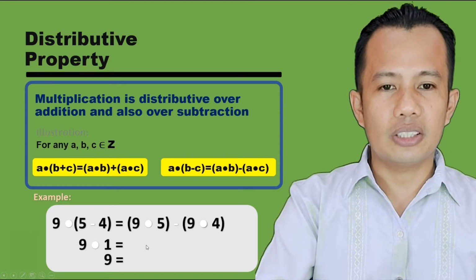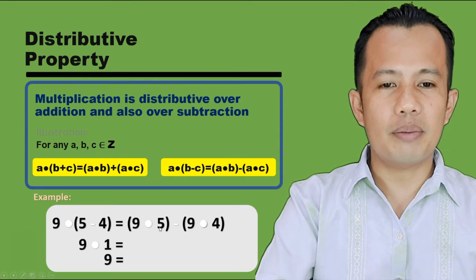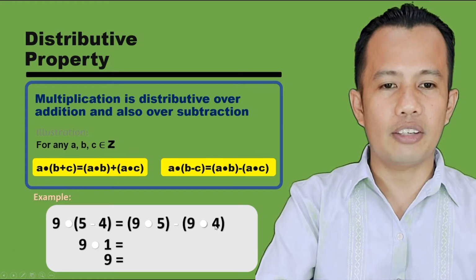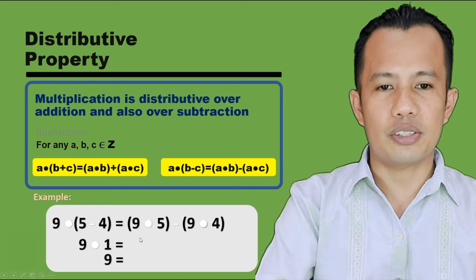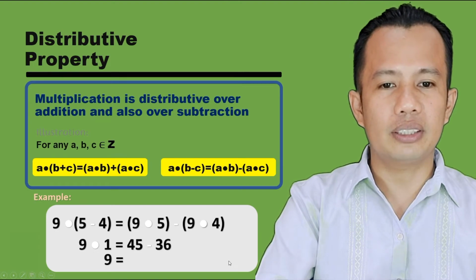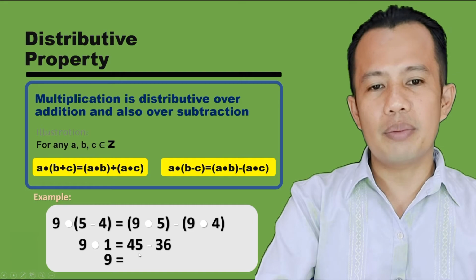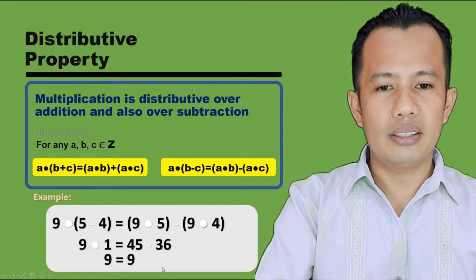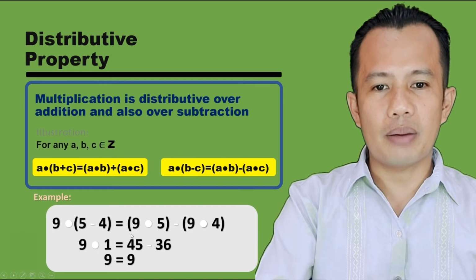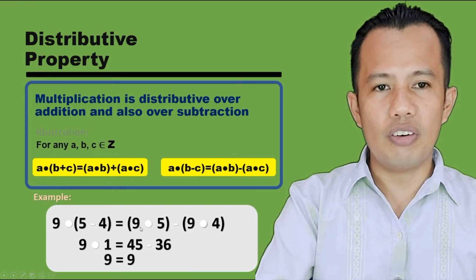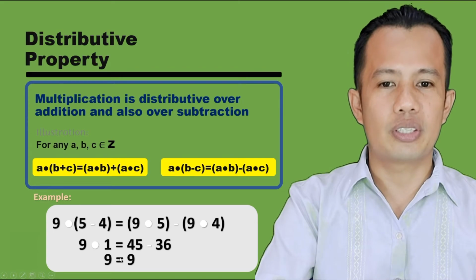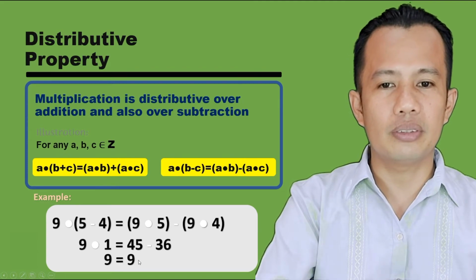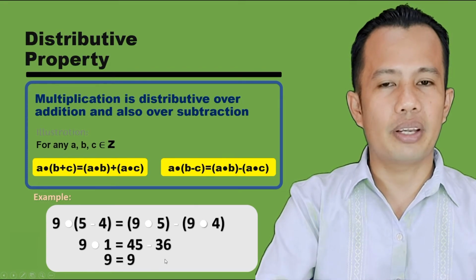Let's double check the other side. 9 times 5 is equal to 45 minus 9 times 4 is equal to 36. So, 45 minus 36 is simply 9. And indeed, distributive property of multiplication over subtraction holds. That's because 9 is equal to 9 in this example here.